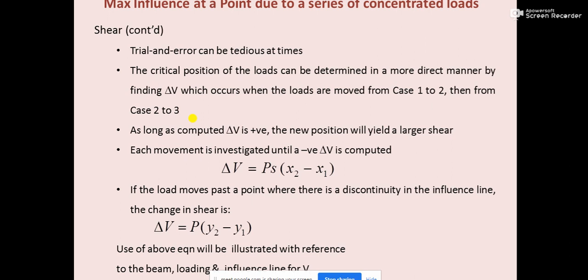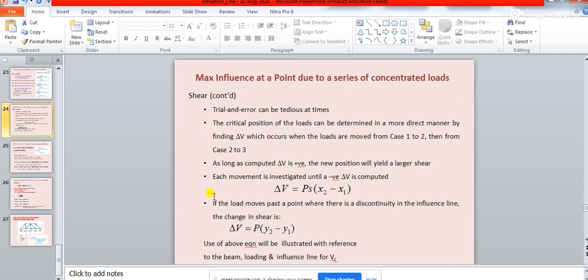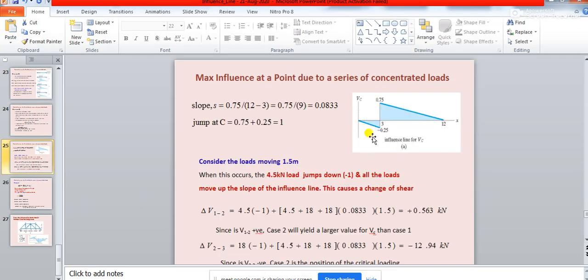And the second thing you must understand, this will be more predominantly coming in case of shear force only, when you are constructing the influence line diagram for shear force. This is the point, that is when the load moves past a point where there is a discontinuity in the influence line. So what is the discontinuity? You observe this discontinuity. This is the influence line diagram for shear force. So where is the discontinuity? You see the discontinuity is at this point. Discontinuity will be coming here, right?